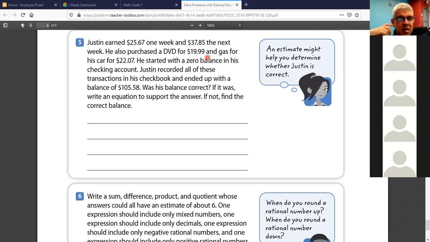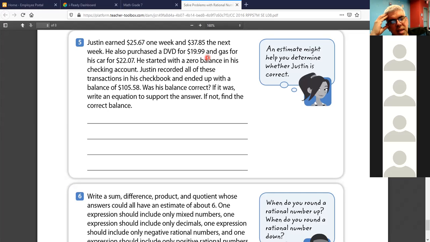Okay, so he bought a DVD for $19.99, and now he also bought gas for $22.07. Okay. So is the 22.07, do I need to add that to my balance or take it away from my balance? It's a 50-50, somebody guess. Is money going out of my account? So do I need to subtract it from what's in my account or do I need to add to it? You need to subtract. Subtract, yes, thank you.